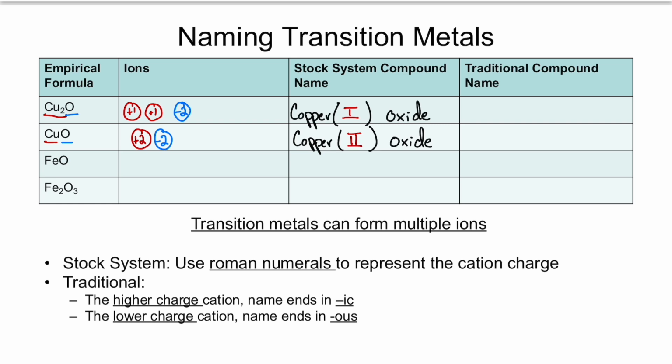Now, like I said, the traditional naming system takes the Latin name for the element and makes the ending IC or OUS. So Cu2O, that's copper +1, that's the lower cation charge. So we take the Latin for copper, cuprum, and we make it cuprous.